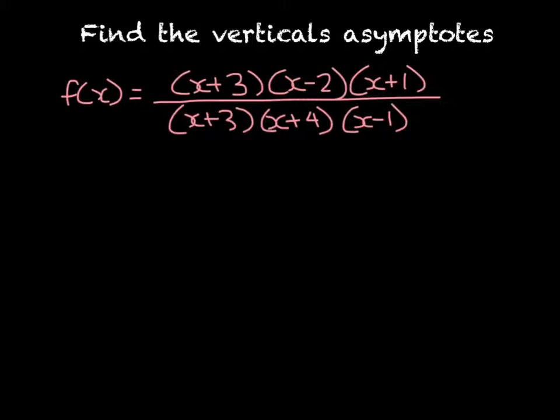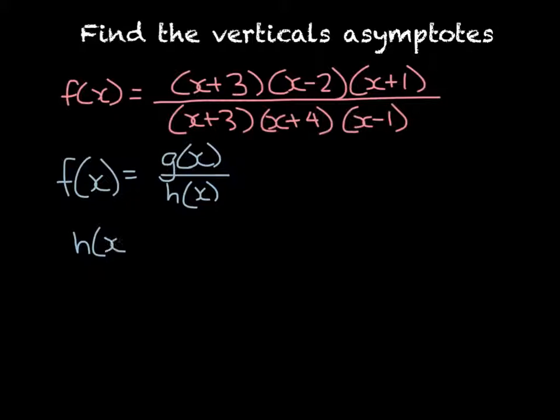This video will give examples with limits involving infinity. Find the vertical asymptotes of the function. Let's say that our function f of x equals g of x over h of x. So remember that our vertical asymptotes occur where h of x equals 0 and g of x does not equal 0.